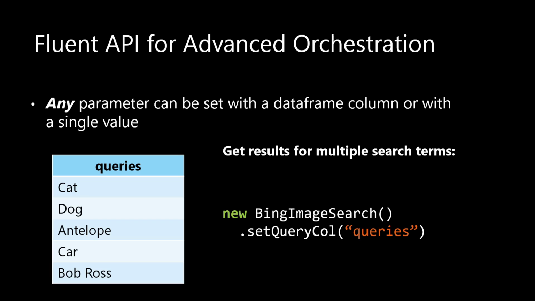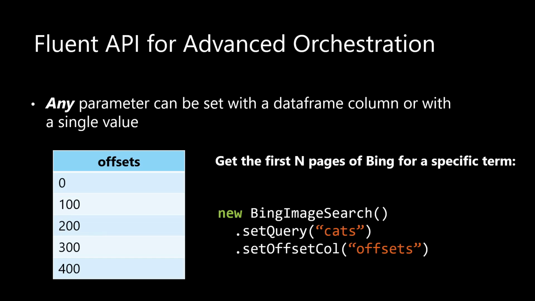So the idea is that we've created a new Fluent API for orchestrating these kinds of services and parameterizing them in a flexible way. So this is a particularly simple one. We can take a Bing image search transformer and we can ask it to do an image search on each one of these queries. So we can set our query parameter, set it to a column, which is the name queries. And this will parameterize a large batch of web service calls, one for each one of these particular queries.